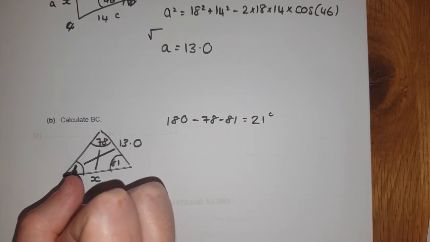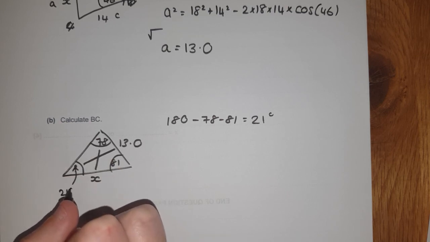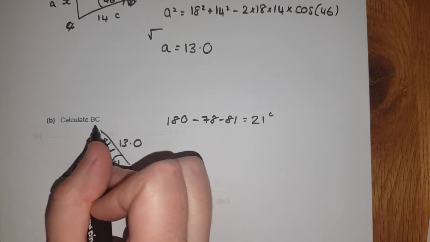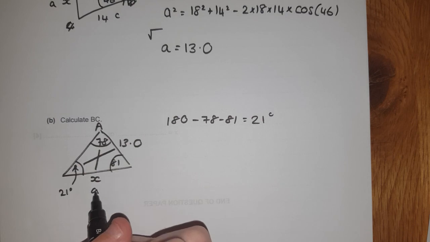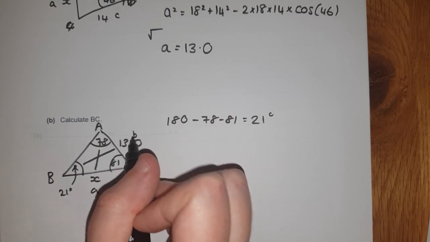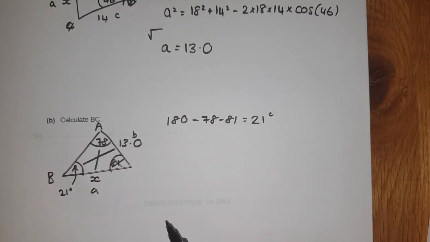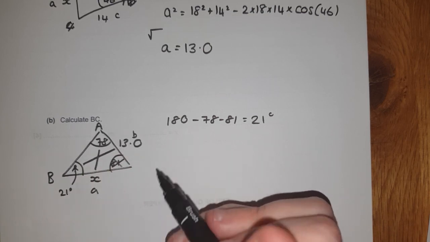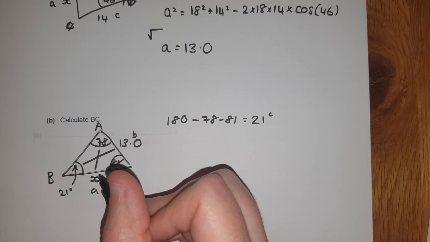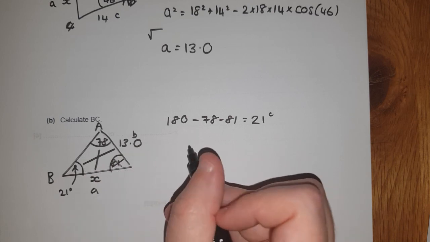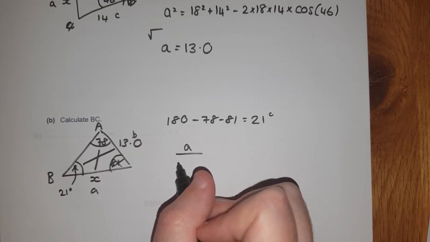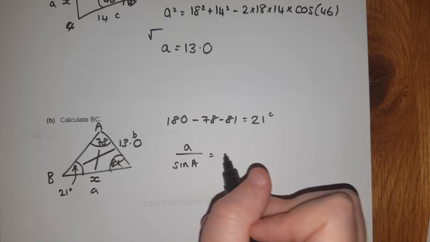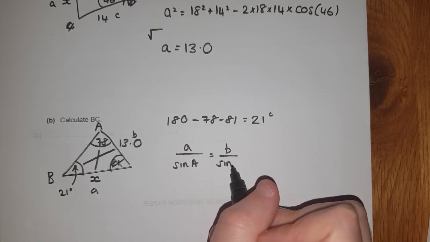Okay, so that angle there is 21. Once you've got that, you can go angle A, opposite side A, angle B, opposite side B, and this one we don't actually need. For the sine rule, you can use it either way up, it doesn't actually matter, but because we want a side, we tend to put the sides on top. So I know it's A over sine A equals B over sine B.